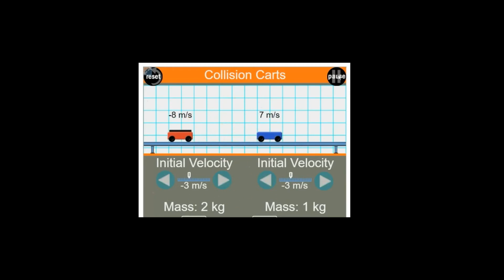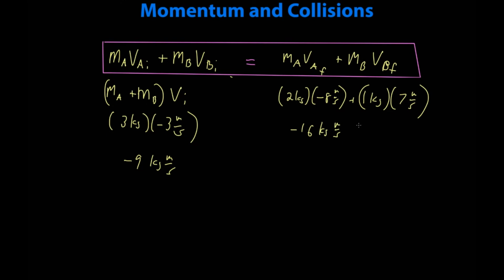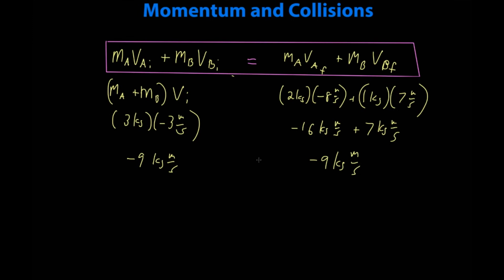They separate, and now I have negative 8 meters per second for the red car and positive 7 meters per second for the blue car. Let's take a look. 2 kilograms, negative 8 meters per second, plus 1 kilogram, positive 7 meters per second. That's negative 16 kilograms meters per second, plus 7 kilograms meters per second, gives me negative 9 kilograms meters per second. So they're equal again.